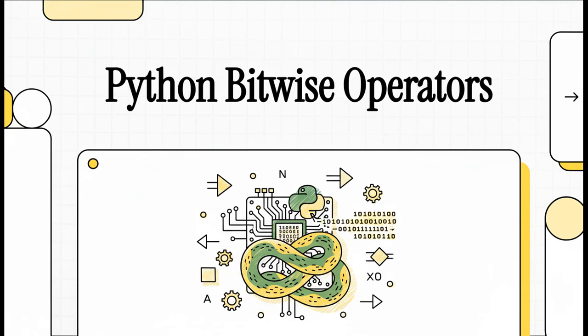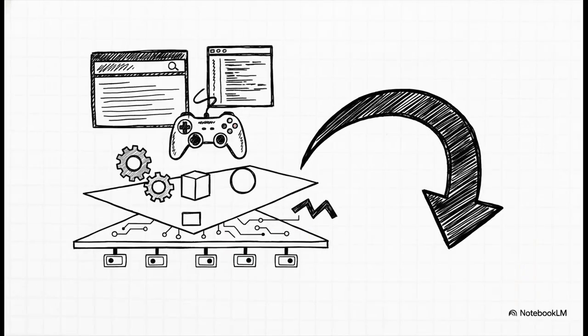All right, in this explainer, we're going to pull back the curtain on your Python code and take a look at the fundamental language of the computer itself. It's the language Python uses to talk directly to the hardware, and by the end of this, you'll be able to speak it too. Now, I know what you're thinking. That sounds a little crazy, right?